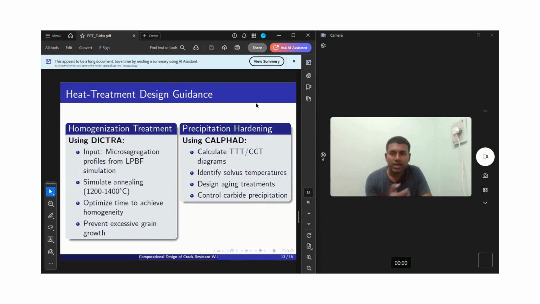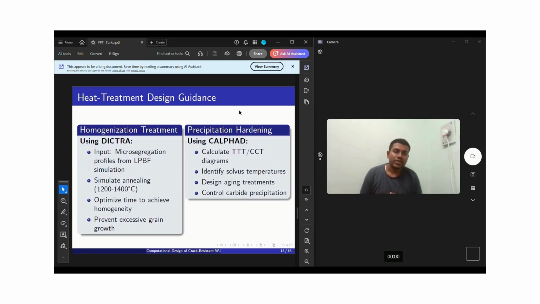Moving on to my next part, which is the heat treatment design guidance. For the heat treatment design and guidance, what it does is the homogenization treatment. The microsegregation profiles from the DICTRA serve as the initial state. DICTRA can then simulate an annealing process to predict the time and temperature required to have a homogeneous composition, optimizing the treatment to minimize energy use and prevent grain growth.